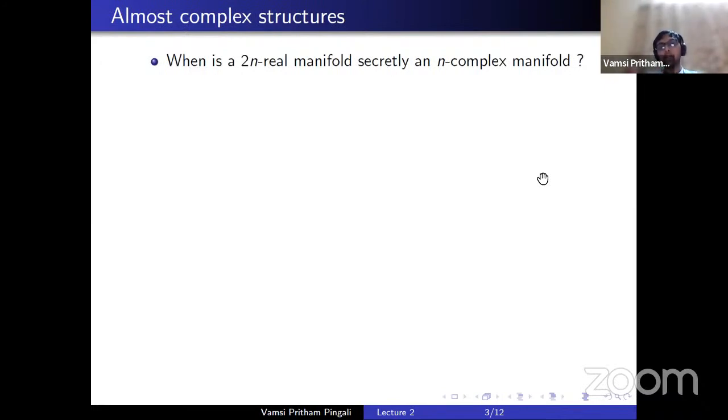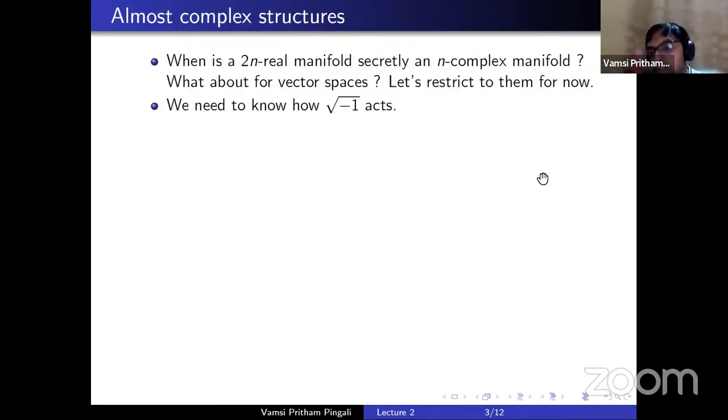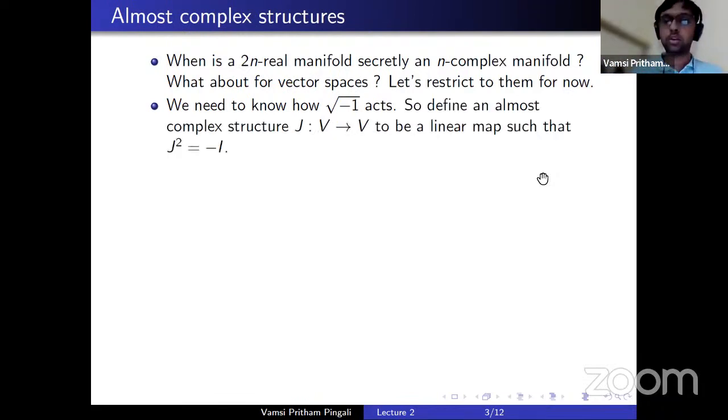When is a 2n real dimensional manifold secretly an n complex dimensional manifold? Forget manifolds, what about vector spaces? If I give you a 2n dimensional vector space, say R2n, how can I think of it as Cn? What do we need to know? We need to know precisely what it means for the square root of -1 to act on vectors in this vector space. That's what we really need to know.